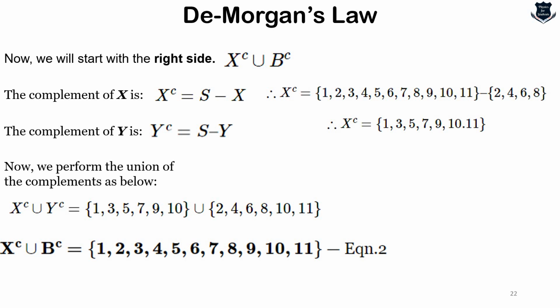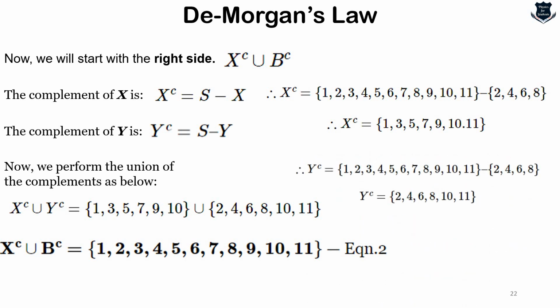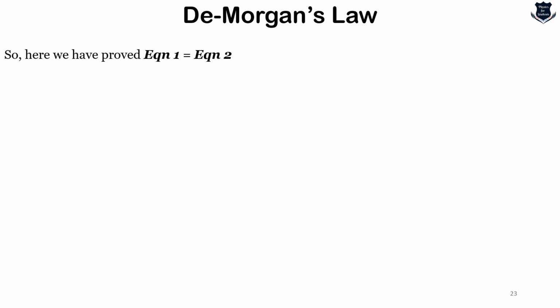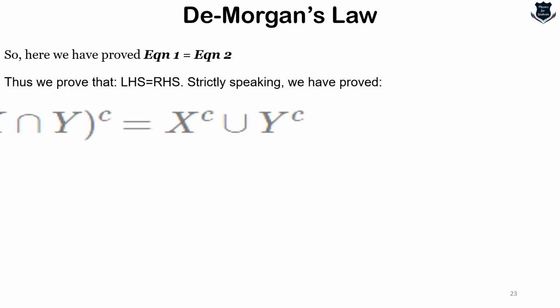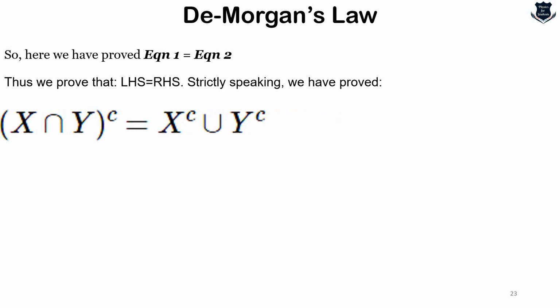Now if you remember, we have already proved this equation number 1, so therefore x complement will be the first set minus the second set, and we get these numbers, and therefore y complement would be again the first set minus the 2, 4, 6, 8, and then we get the y complement. So now that we have got the x complement and y complement, we have proved that equation 1 will be equal to equation 2. So in other words, we can say LHS equals RHS.